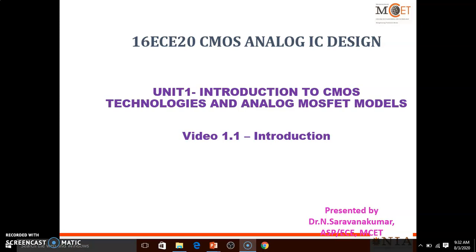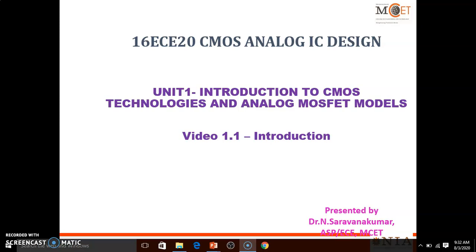So first you must know what is meant by CMOS. The acronym CMOS stands for complementary metal oxide semiconductor. That means you are going to deal with both PMOS transistors and NMOS transistors. Next, analog. Analog is a continuous signal. And IC stands for integrated circuit.